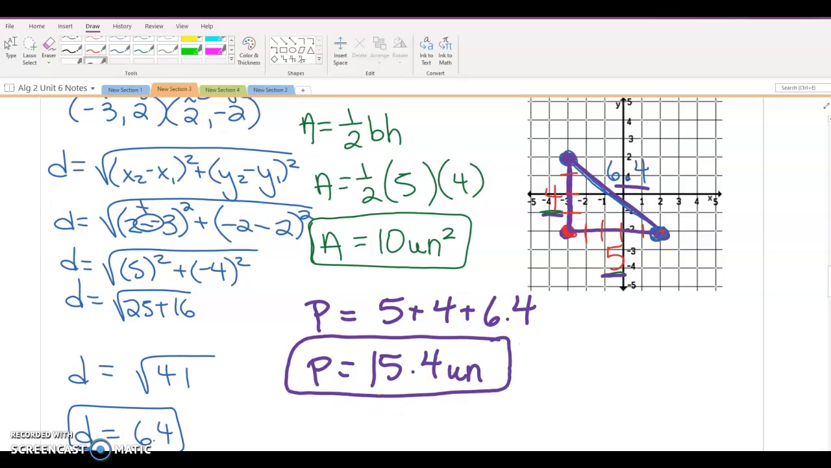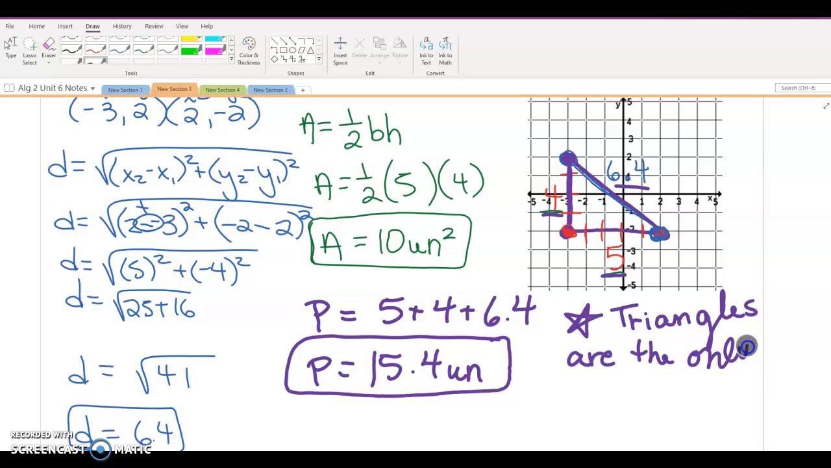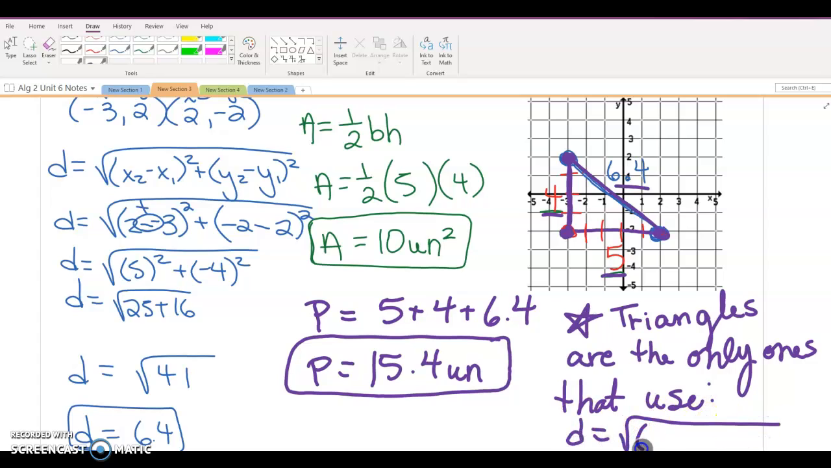Now, if you want to make a star beside your triangle one and say triangles are the only ones that use the distance formula. Your D equals the square root of x2 minus x1 squared. Oh, I didn't give myself room. Plus y2 minus y1 squared.